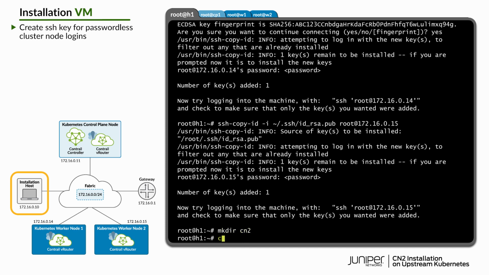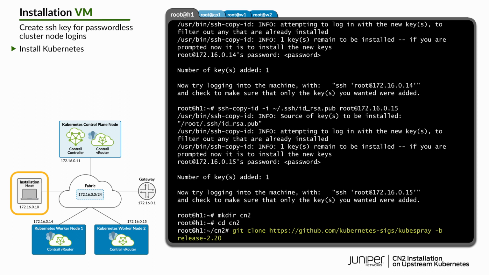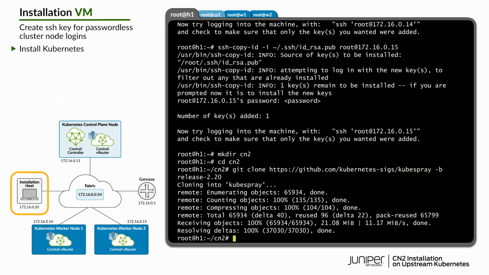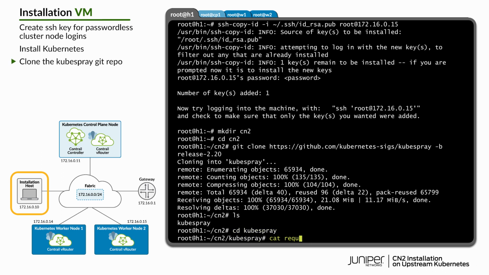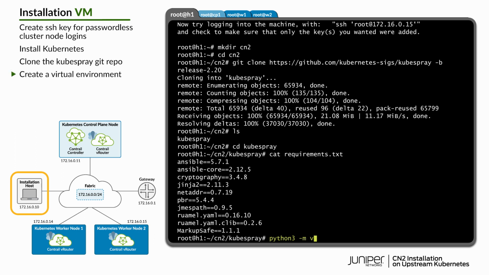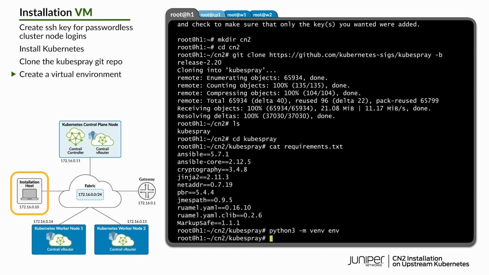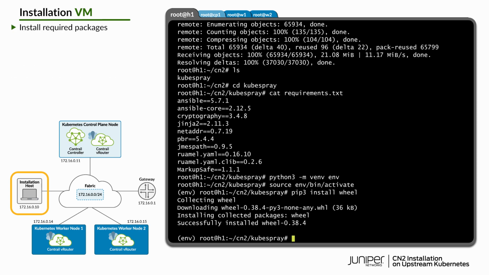There are many ways to install a basic Kubernetes cluster. In this demo, we'll use kubespray. Clone the kubespray git repo. The kubespray directory contains a file that specifies the required packages we need to install. Before installing the packages, we'll create a virtual environment. Install the required packages.